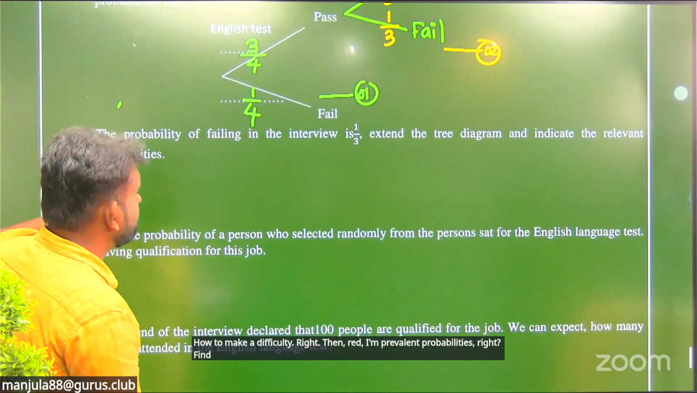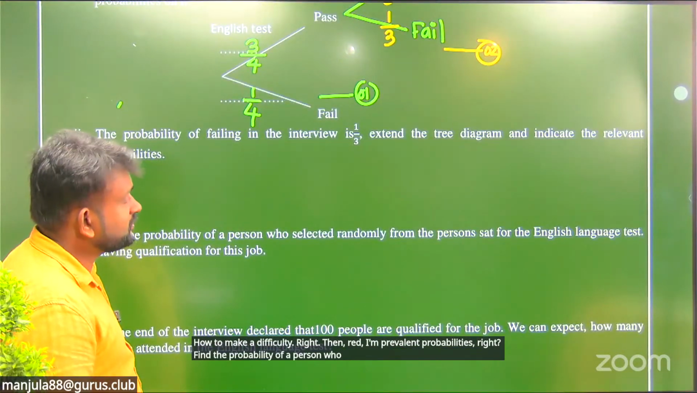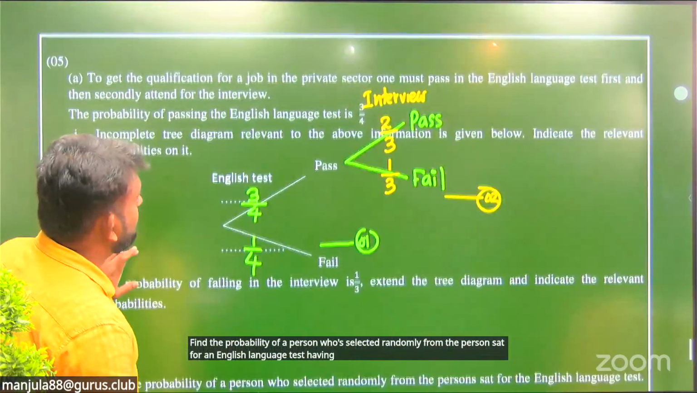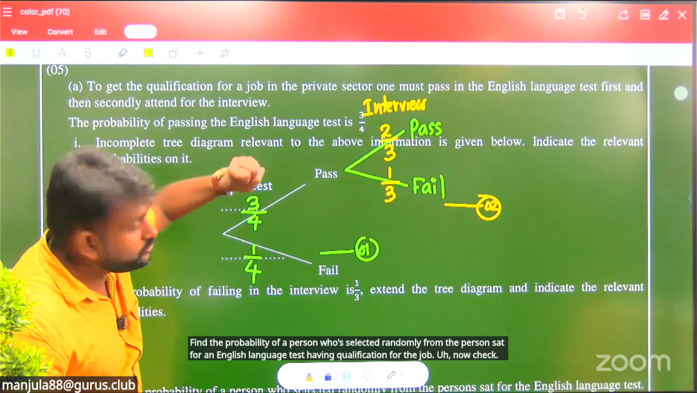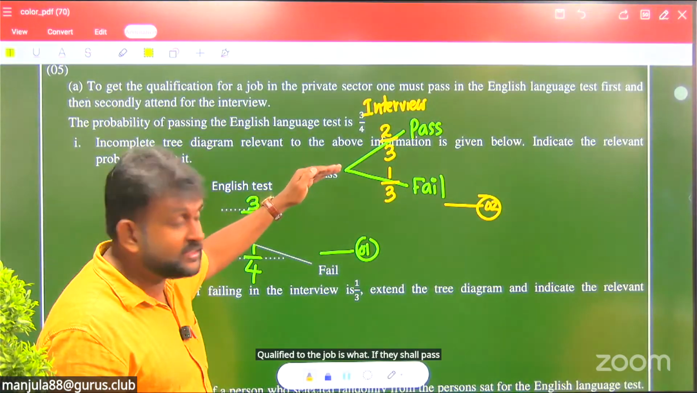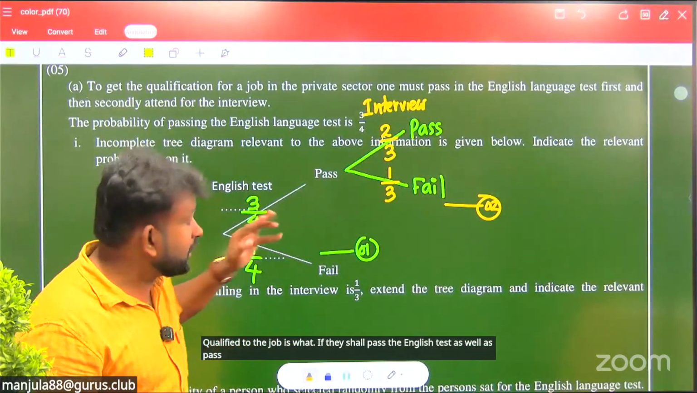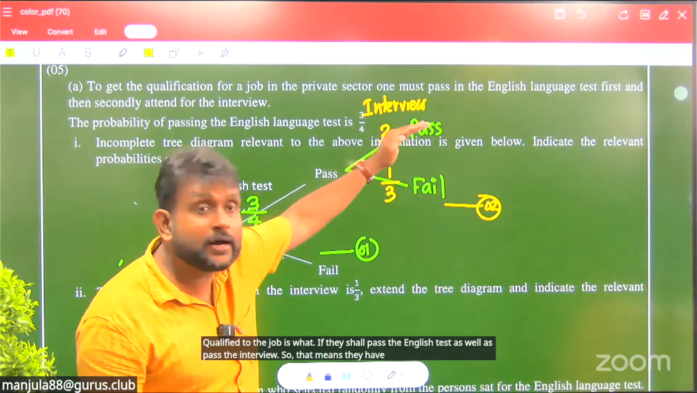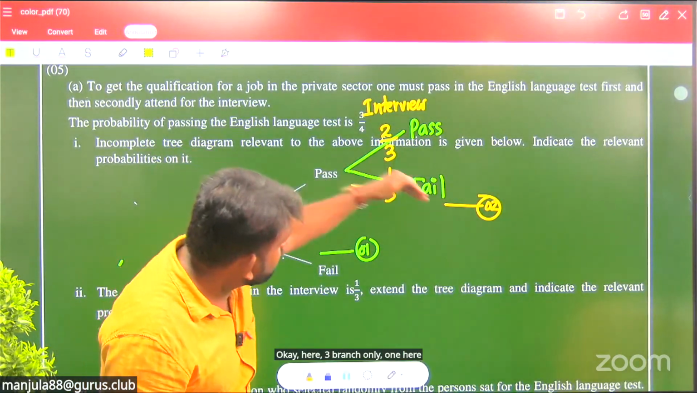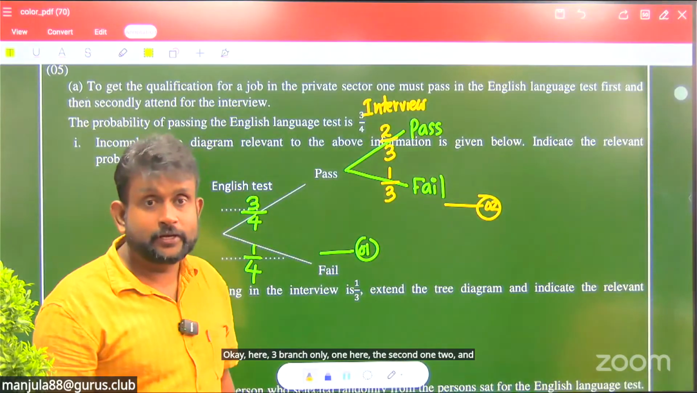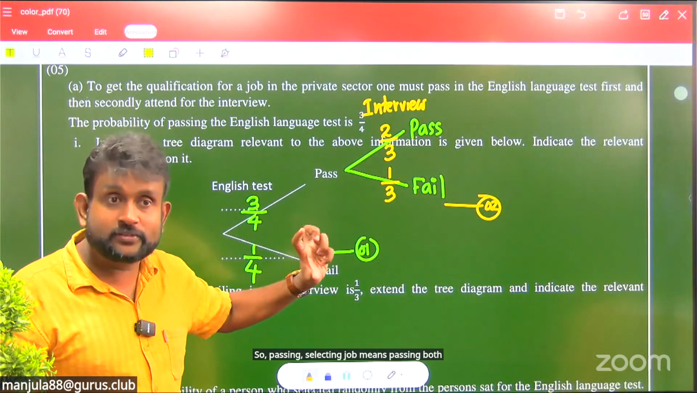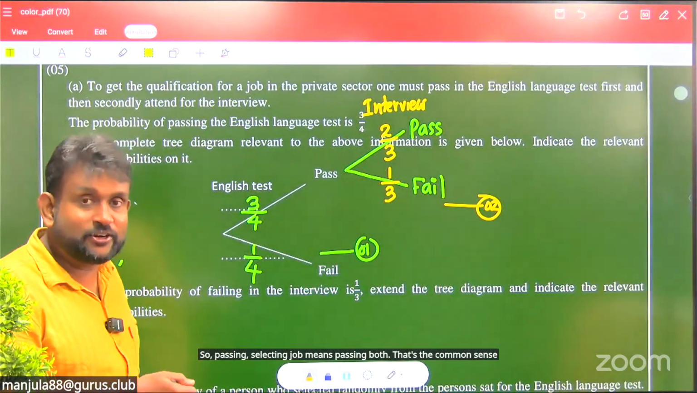Find the probability of a person who is selected randomly from the set of persons for the English language test having qualification for the job. Now check, qualified for the job is what? They shall pass the English test as well as pass the interview. So that means they have to run through this branch. Here 3 branches only, one here, the second one 2, and the third one here. So selecting for the job means passing both. That's common sense, right?